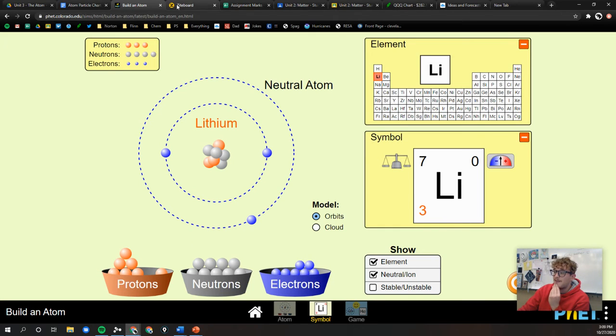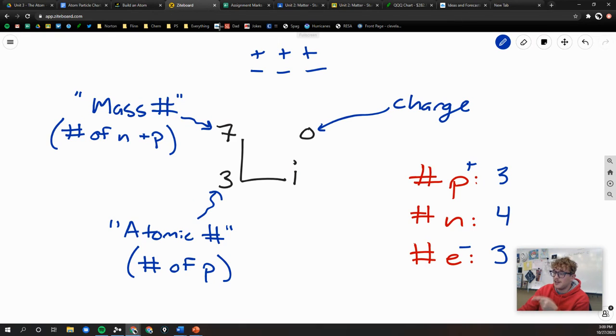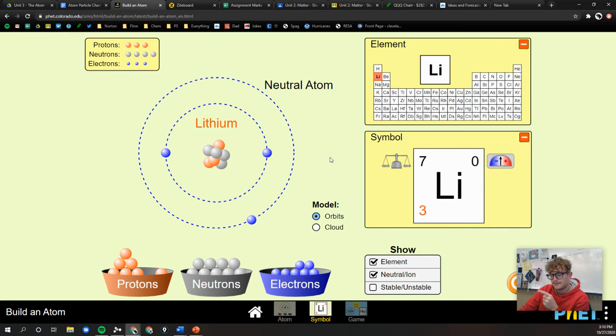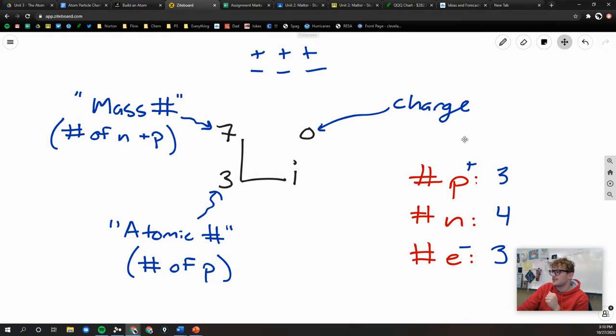So now I have the atom that I was talking about here. Lithium looks like this. All right, so that's how you would build an atom. We'll be working on building atoms at the end of the week, but I just wanted you to visualize, okay, what's actually going on here. So let's do some examples.